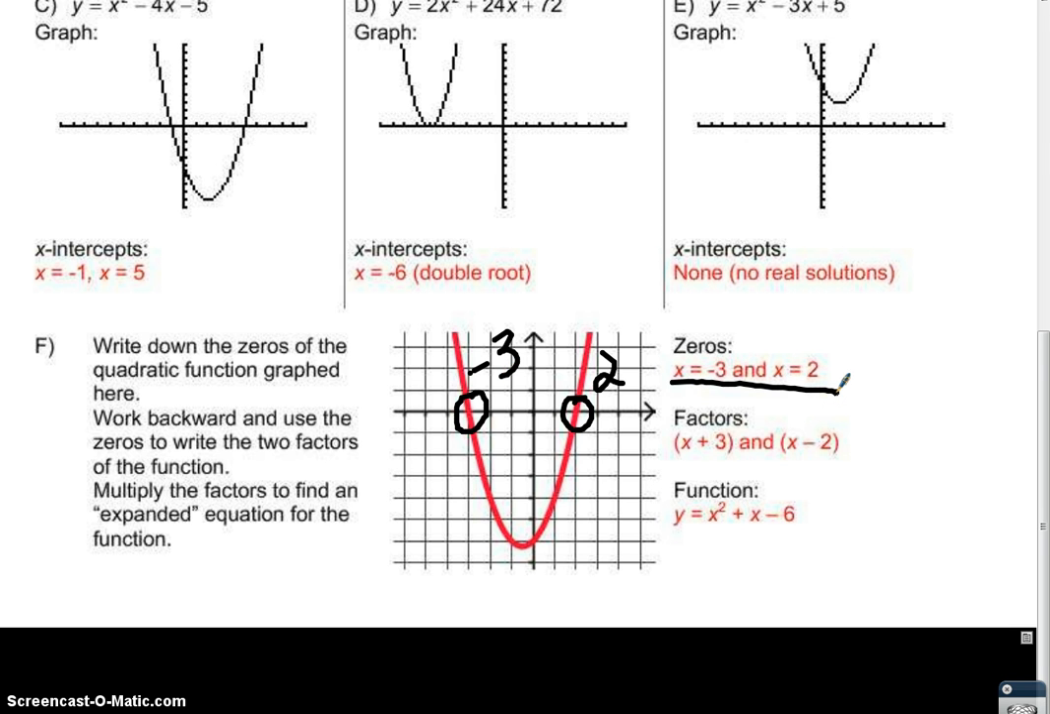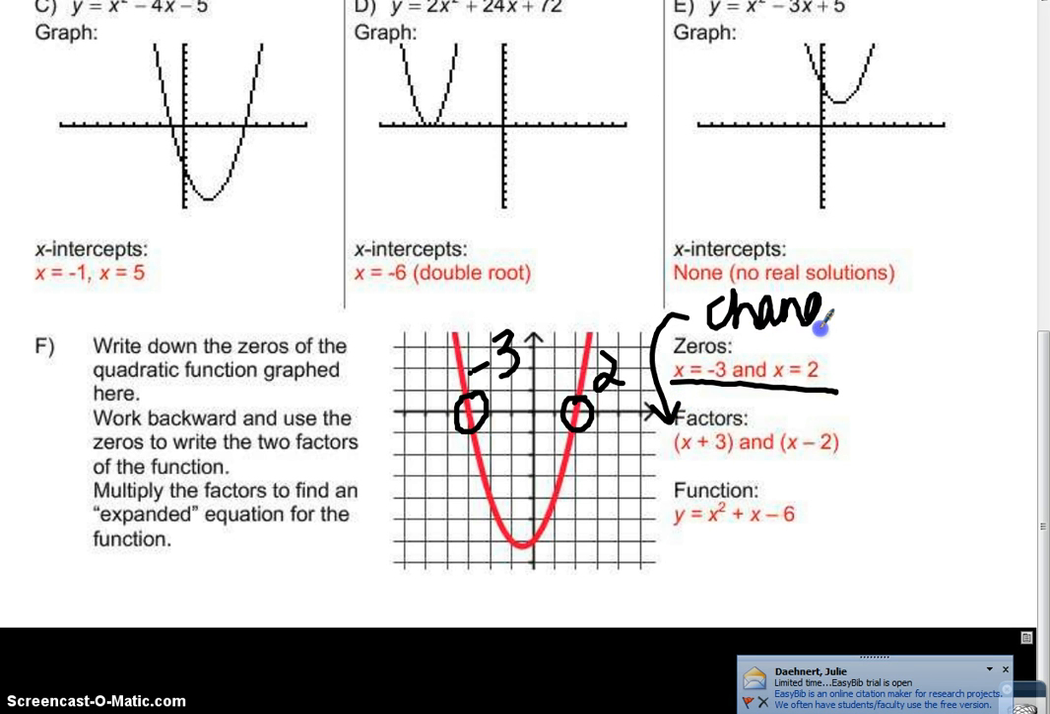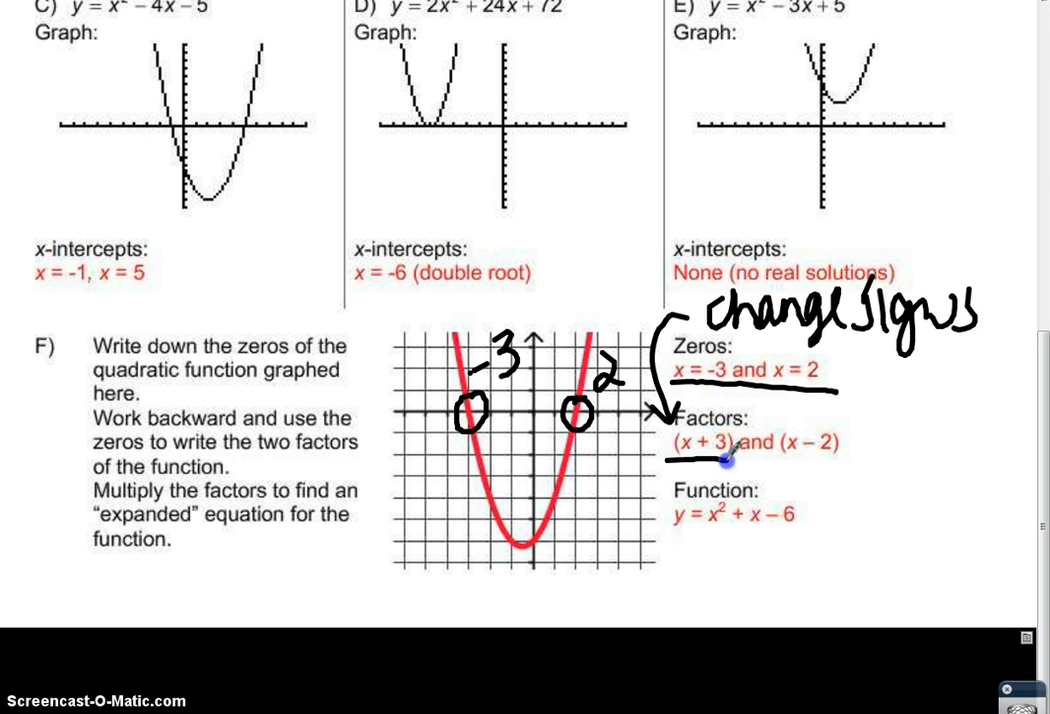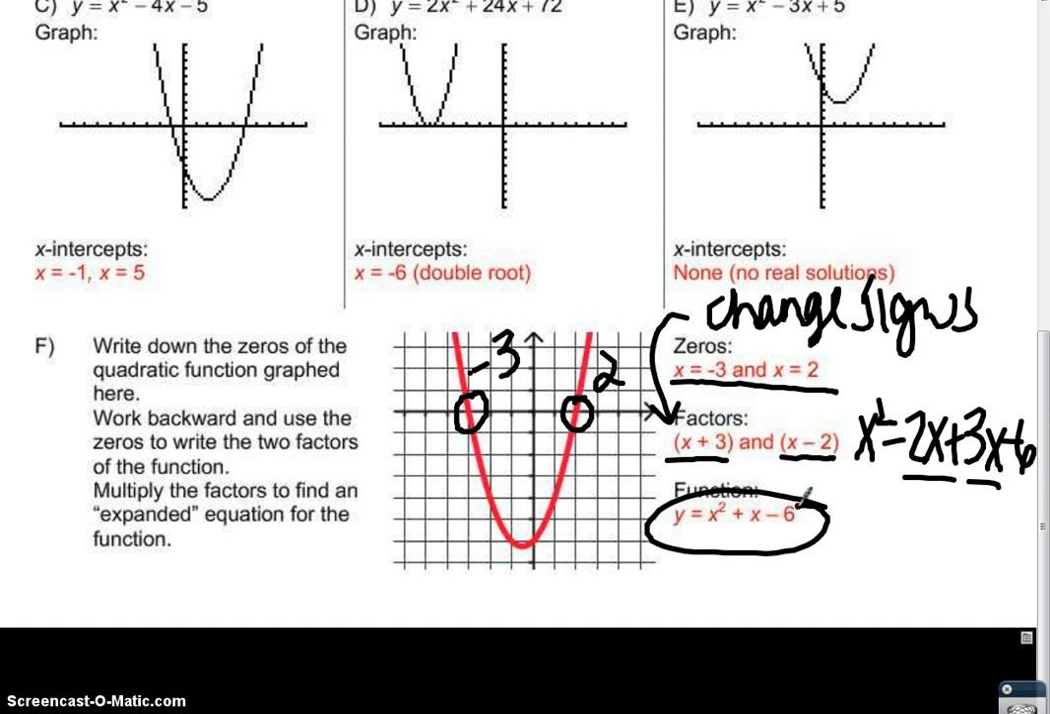Now remember, when we go from zeros back to factors, we're going to change our signs, because remember, they're the opposite. So here I really have an x plus 3 and an x minus 2. And in order for me to get the function, I'm going to FOIL. So when I FOIL, I have x squared minus 2x plus 3x minus 6. And when I combine my like terms, I get this function. Okay, so y'all flip the page.